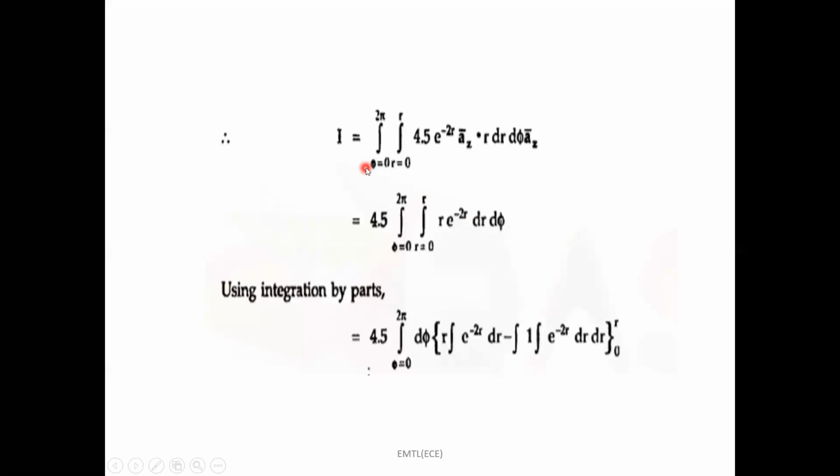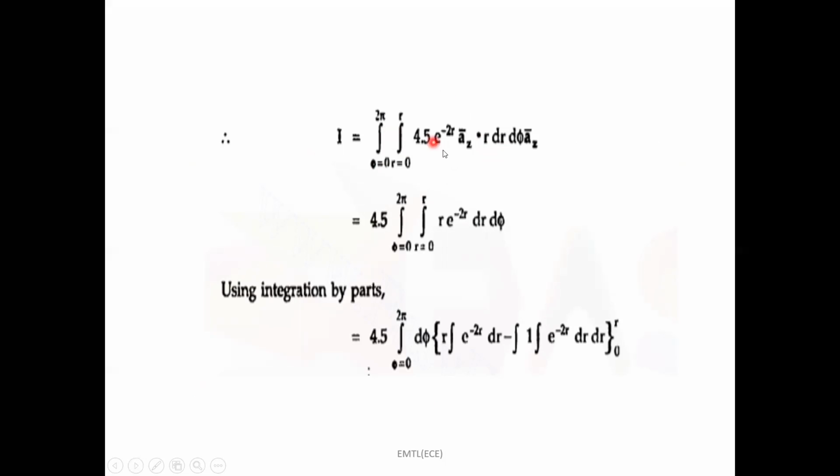So initially, the expression for the current in terms of current density is I equal to the integral of J bar dot ds bar. In this expression, ds is the surface area. This surface area in a cylindrical coordinate system is equal to r dr d phi az bar. Here, why? Because the z is in az bar direction. So substitute the values of ds and J here.